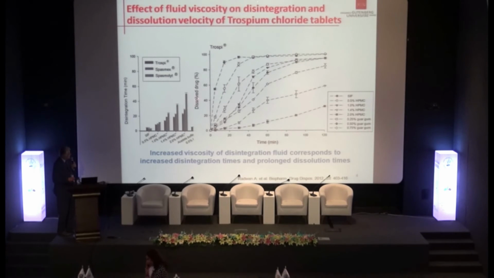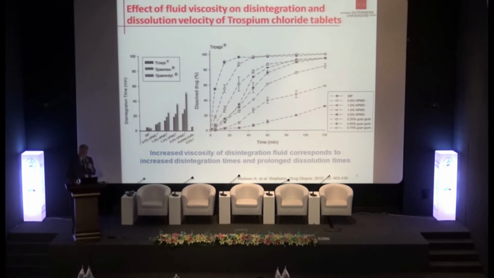changes. Here's the example Trospium, which shows a rapid dissolution of the trospium in the simulated intestinal fluid. But if you increase the concentration of the HPMC, for example, to 0.5% and then even to 2%, you can see that this becomes a slow release preparation rather than an immediate release preparation. And the only thing we change is the viscosity of the medium. So we thought a couple of years ago this is quite interesting.